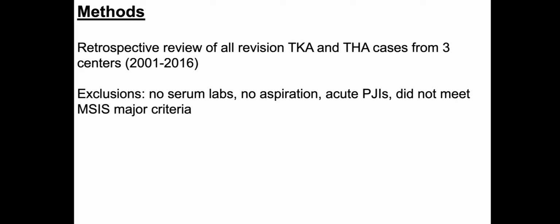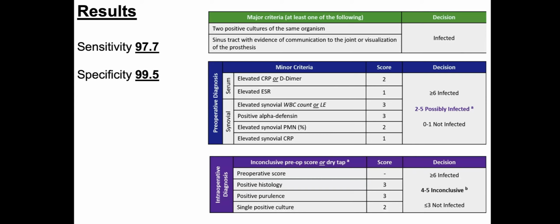This is a large chart that goes over the new criteria defined by this group in 2018. They kept the major criteria similar to what was previously described, but 2 positive cultures of the same organism and evidence of a sinus tract with communication to the joint or visualization of the prosthesis were considered major criteria for the determination of PJI.